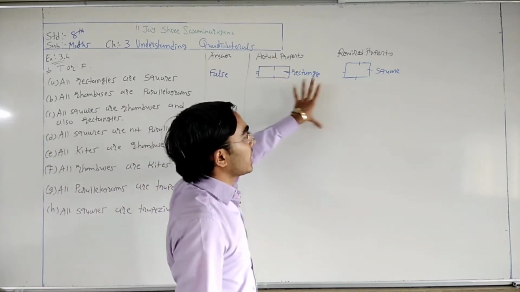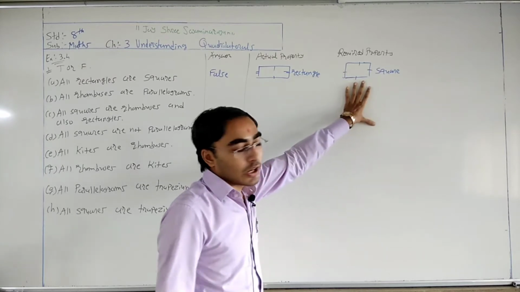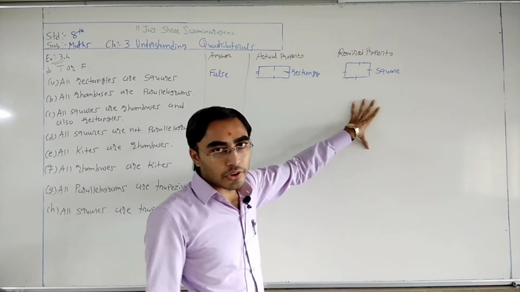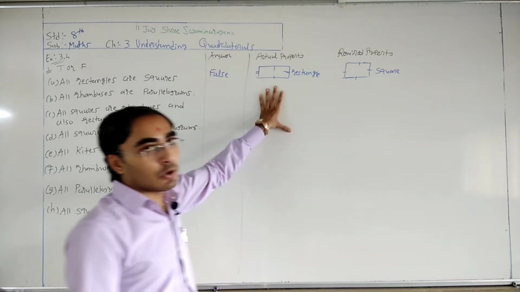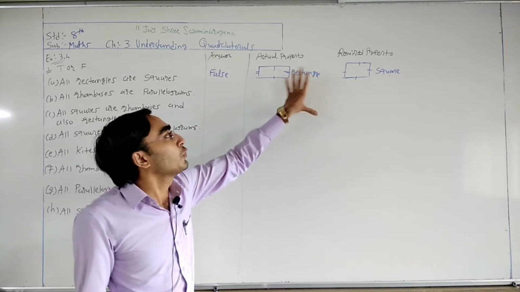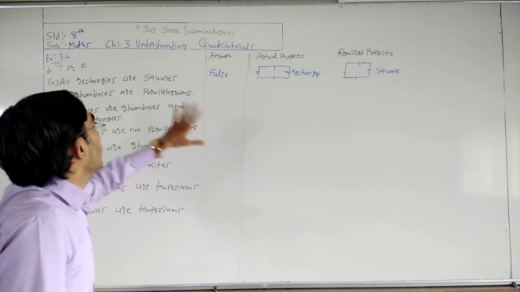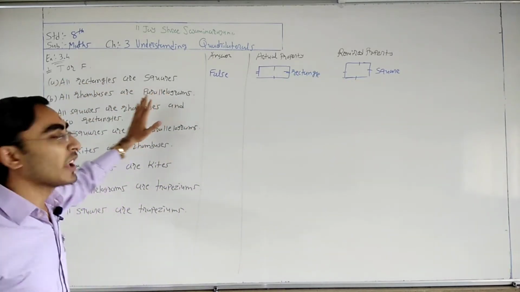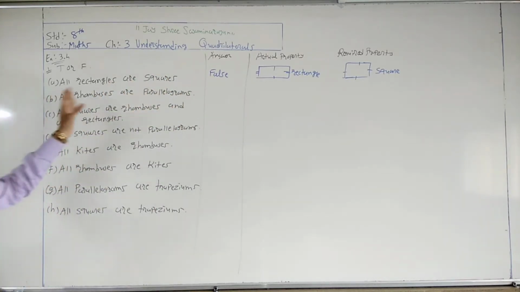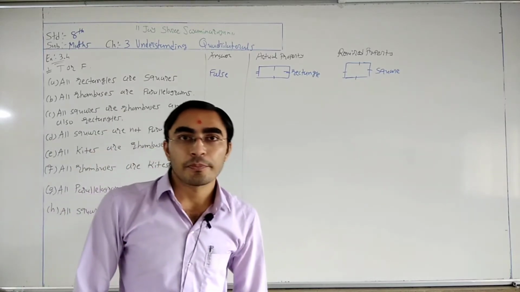Here, the actual property is rectangle and we want square. The required property is that all four sides are the same, but in a rectangle only opposite sides are the same. So a rectangle does not follow the property of a square. That's why all rectangles are not squares. That's why false.